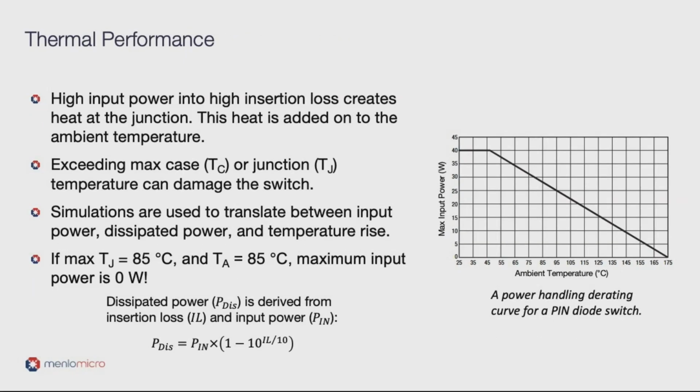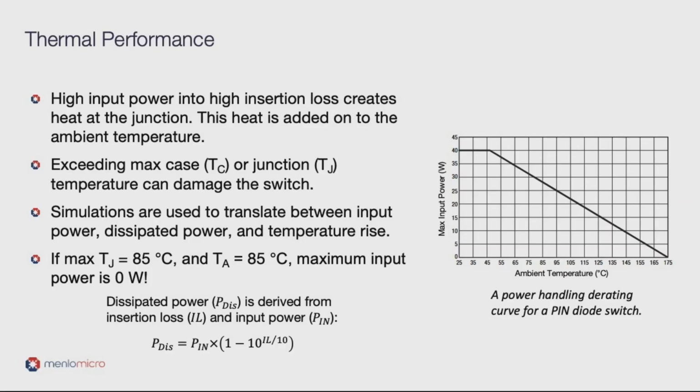The reason why insertion loss is so important for a high power switch, aside from its effect on overall system loss, is that insertion loss directly affects the thermal performance and power handling of the switch. When transmitting high power through a switch, that insertion loss is dissipated as heat. Any switch has a maximum case and a maximum junction temperature, which if exceeded will damage the switch. And so when subjecting a switch to power above its limits, especially at a high ambient temperature, you can quickly go over that maximum case temperature.